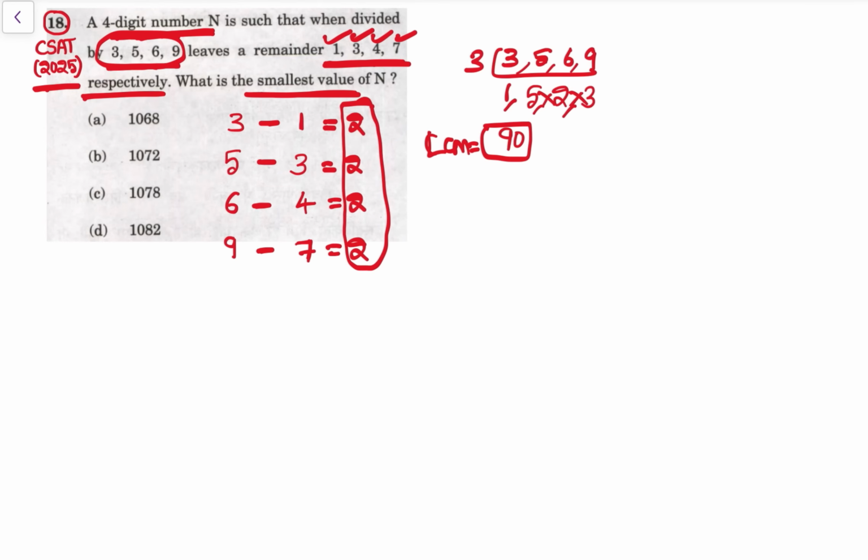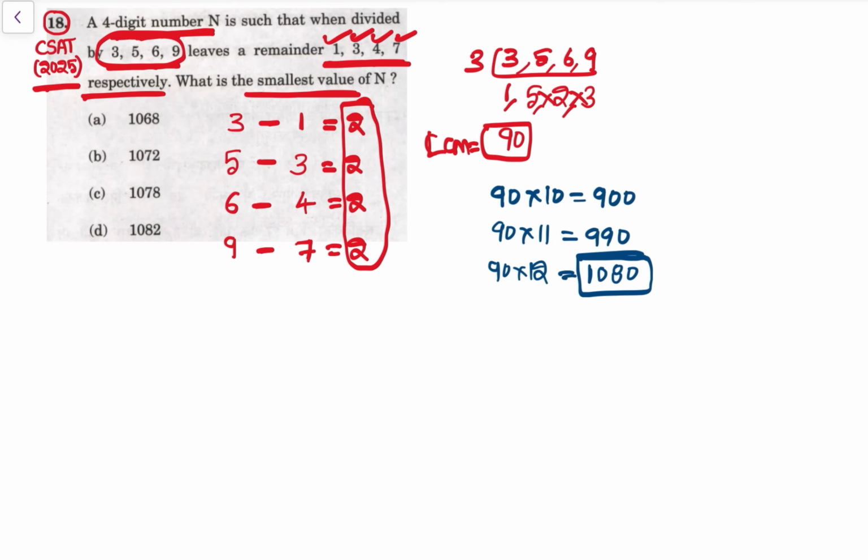We need a multiple of 90. 90 into 10 is 900, then 90 into 11 is 990, then 90 into 12 is 990 plus 90, that is 1080. When 1080 is divided by 90 we get remainder 0. But we have this common difference, we have to subtract it, and we will get our answer. So 1080 minus 2. You need a multiple of this, then subtract the common difference, and you will get the answer. 1078 is the answer.